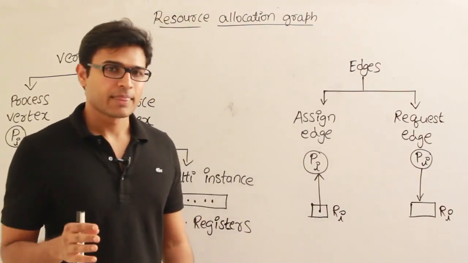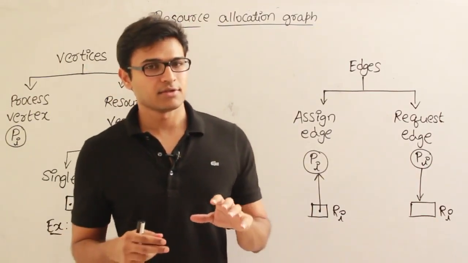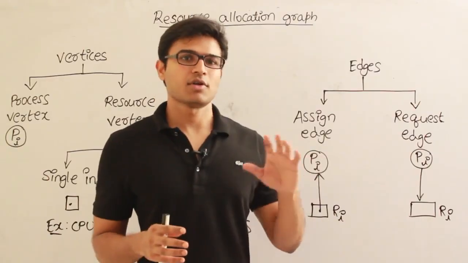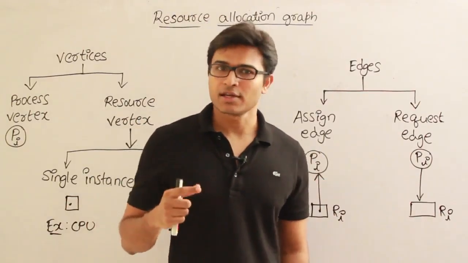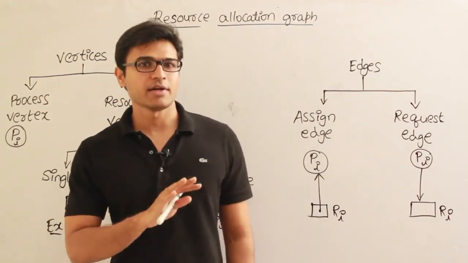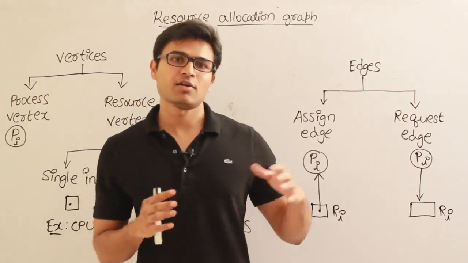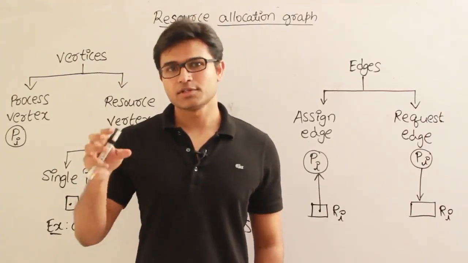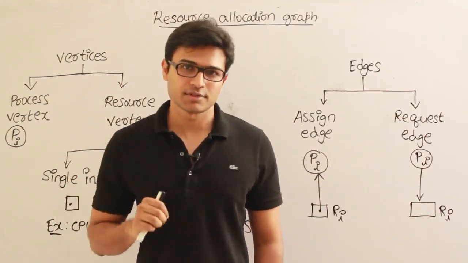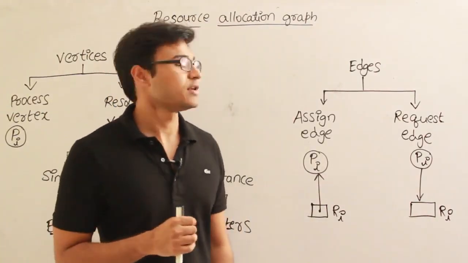And anyway, if the system contains lots of processes and lots of resources, representing it as a graph and understanding it is going to be complex. So tables are better if the system contains lots of resources and processes, and a graph is better if the system contains fewer resources and processes. So now just understand the graph here.